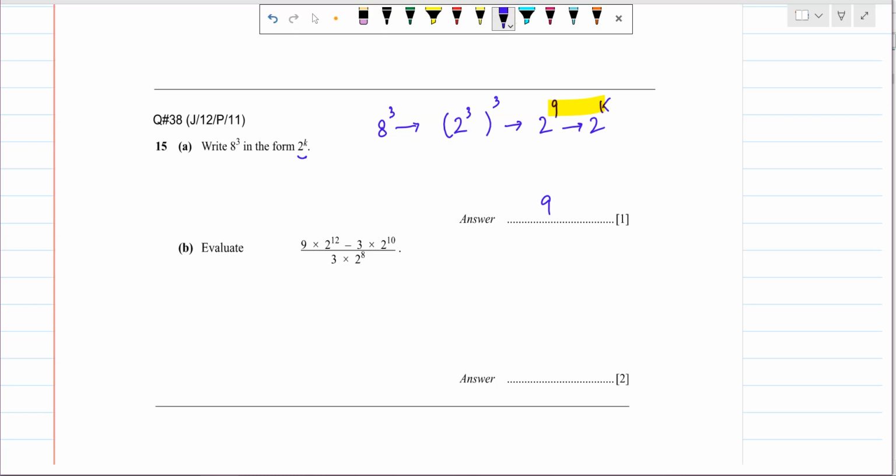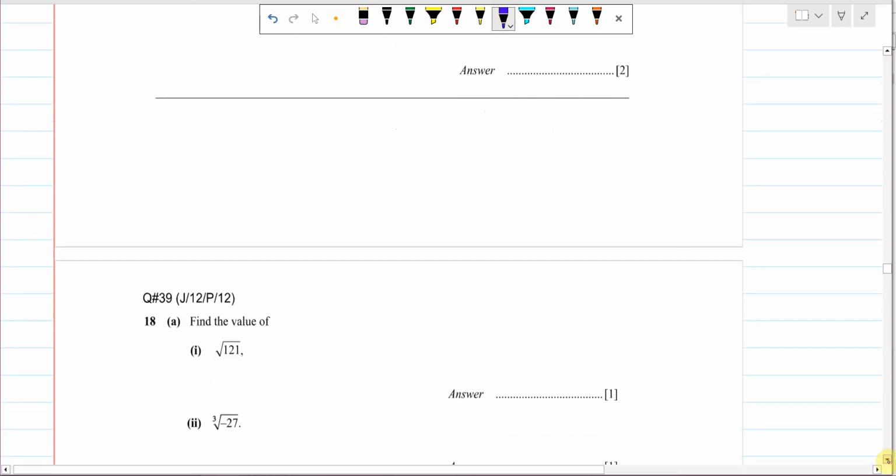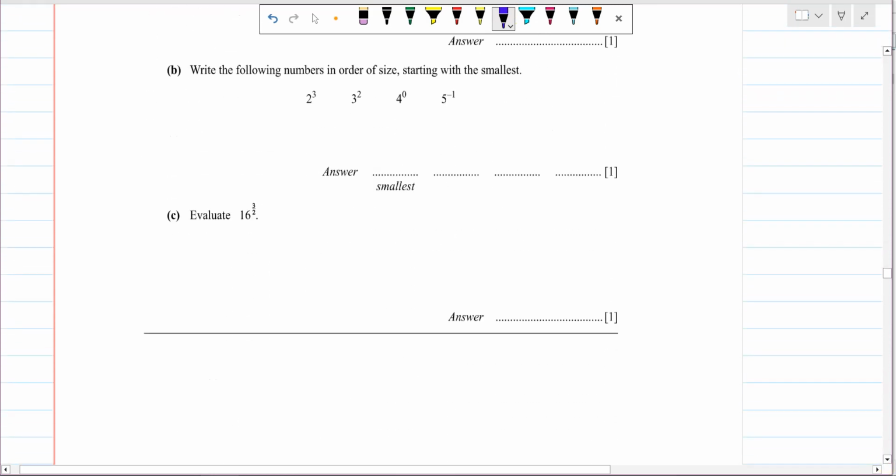Alright, after that, evaluate 16 power 3 upon 2. It says 16 power 3 upon 2. What is 16? 16 is 4 power 2. 2 and 2 cancel, so you got 4 to the power cube, that is equals to 64.